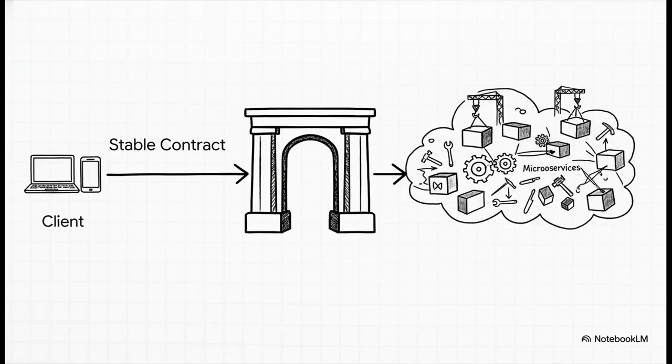But here is the most important part. This is its real strategic value. By creating this single front door, the gateway establishes a stable, reliable contract with the client. And what that means is your back-end teams can go wild. They can refactor services, combine them, even rewrite them from scratch. And as long as that gateway contract stays the same, the client application never has a clue anything changed. This decoupling is what gives you true agility.